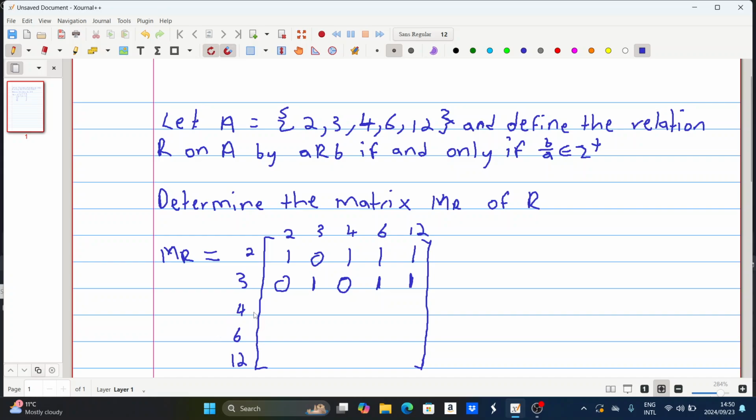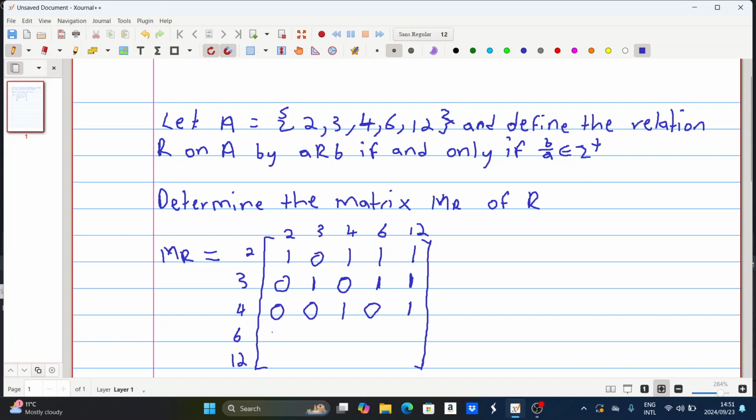4 into 2 doesn't go, so we put 0. 4 into 3 doesn't go, so we put 0 again. 4 into 4 goes there, we put 1. And 4 into 6 doesn't go, we put 0. 4 into 12 goes, we put 1.